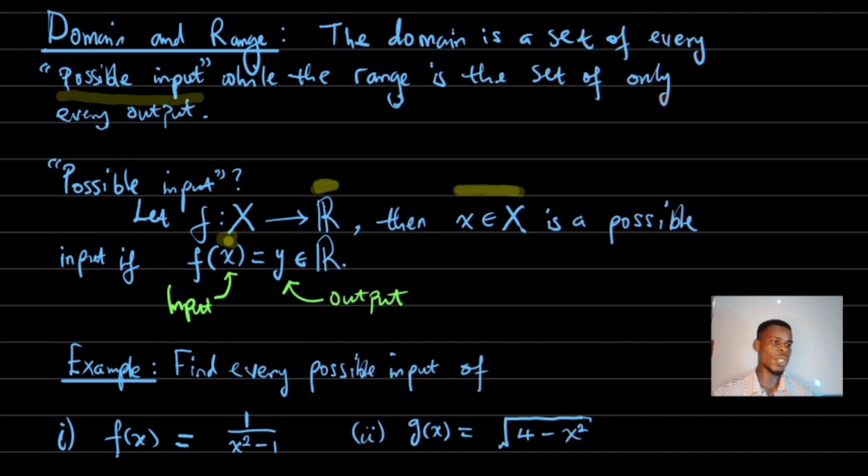this thing X will not be a domain if there exists an element in there that is not an input. And what do we mean by an element is not an input? Well, if the result is not in the codomain. So let's do some examples to explain that.